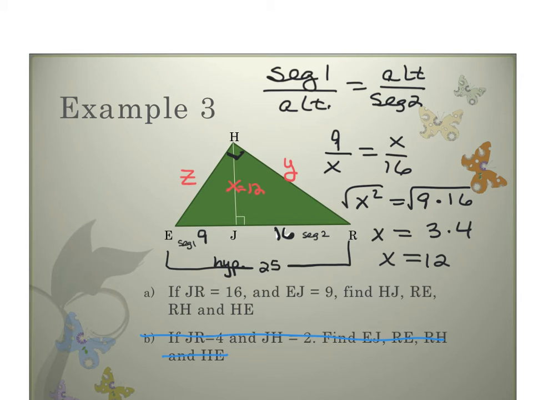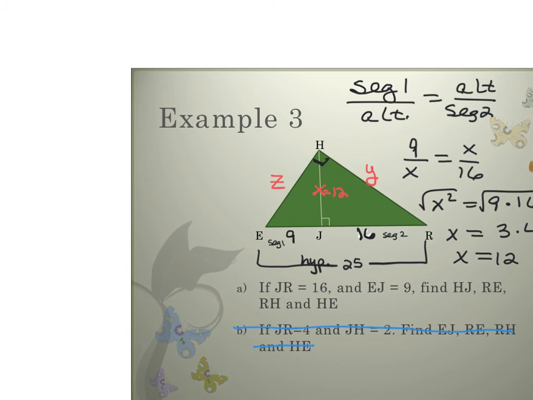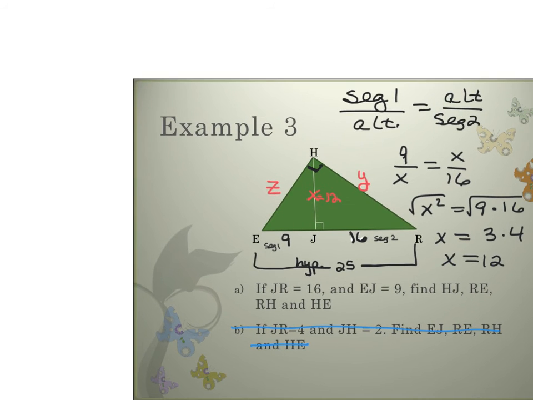Now I need to find the legs. I need to use the other proportion. So here I'm going to be using hypotenuse over leg and leg over the SOHAL.